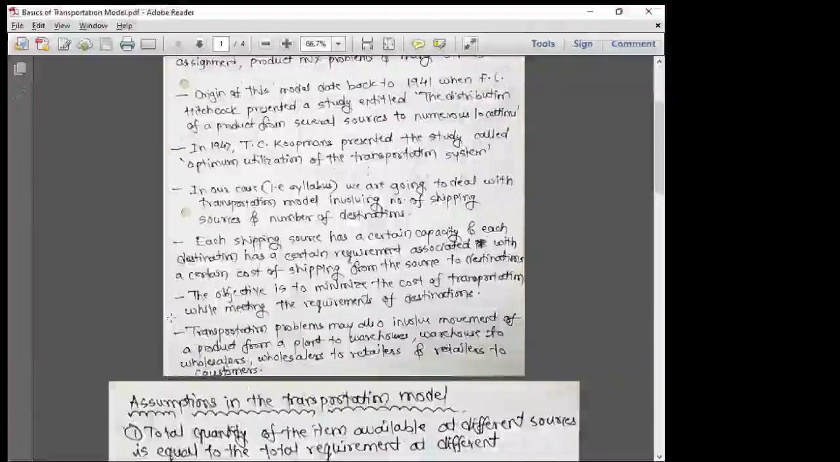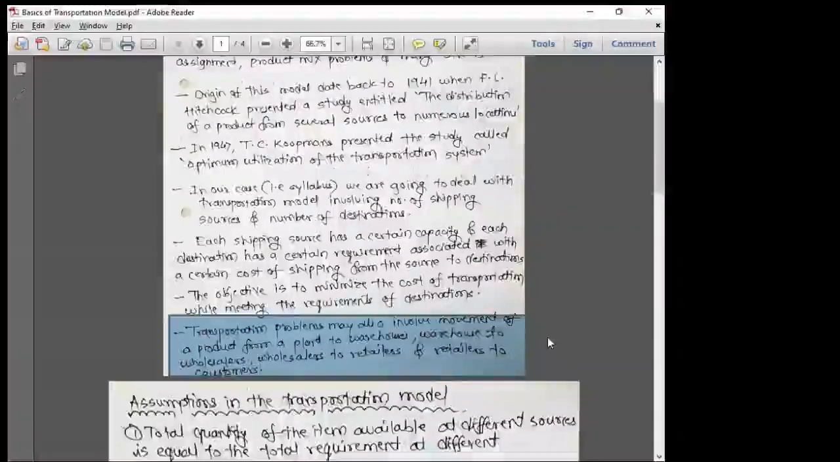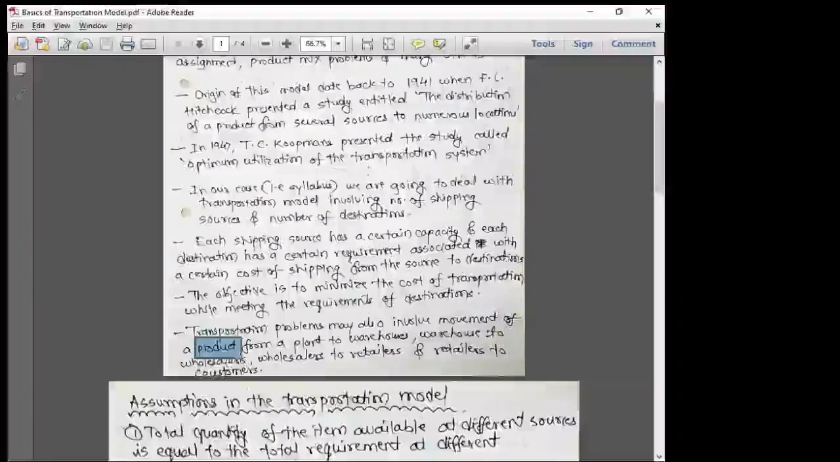Now, when I say we are going to deal with the movement of a product, this product can be anything. It can be a cement bag. It can be a toothbrush. It can be the aggregates that we require from a crusher to the site. So we are going to solve this problem in a generalized manner, but we can replace the product, and it can become a civil engineering oriented problem, or a mechanical engineering problem, or an electrical engineering problem.